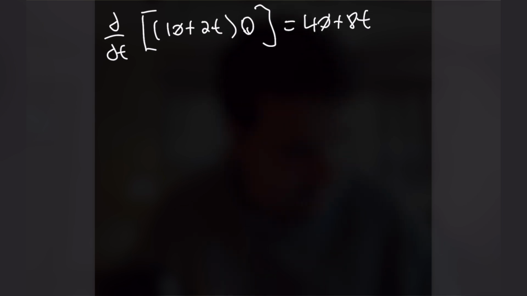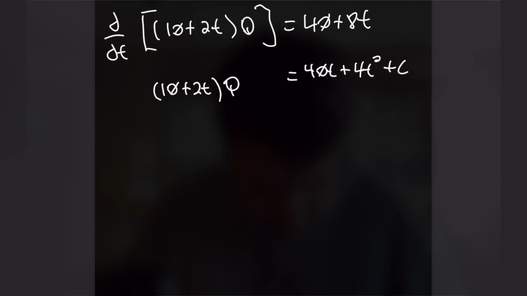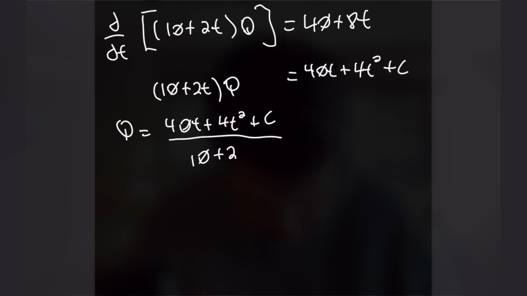So integrating the left-hand side will just cancel out that derivative, and integrating the right-hand side will give us 40t plus 4t squared plus some constant c. And on the left-hand side, we'll be left with 10 plus 2t times Q. And so from here, all we have to do is divide by 10 plus 2t to solve for Q. So we'll get Q is equal to 40t plus 4t squared plus some constant c all over 10 plus 2t.